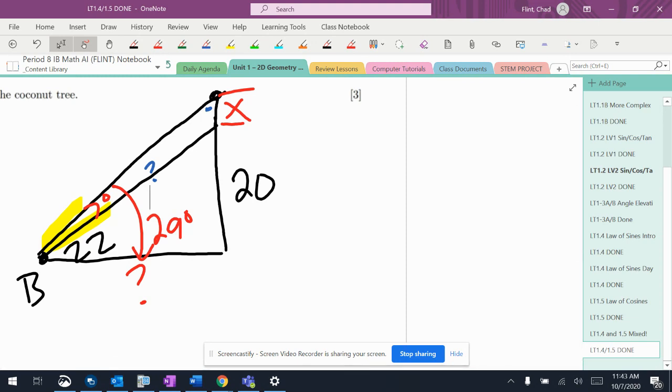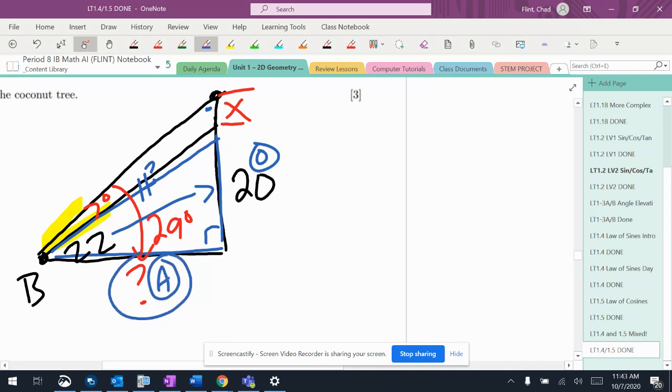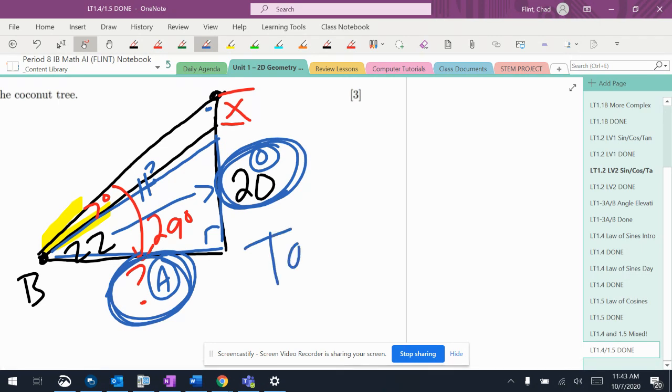So what I'm going to do is take this bottom triangle right here, and do a sine cosine tangent problem in it. So this is going to be the opposite. This is going to be the hypotenuse. This is going to be the adjacent. I'm going to find that side right there. So this is going to become a tangent problem. So it's going to be tangent of 22 equals opposite, which is 20, over adjacent, which I don't know, which is going to be x.